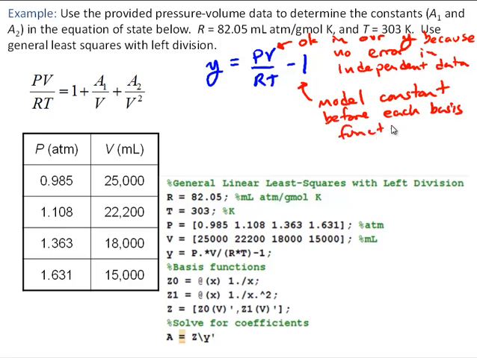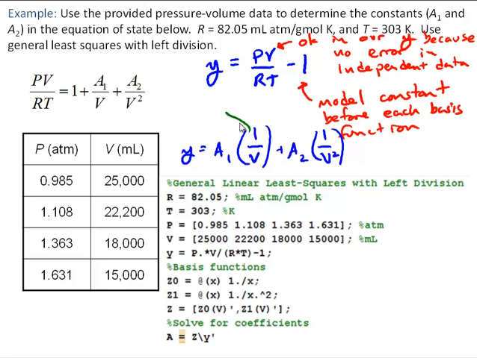Once we do that, we can rewrite this as y is equal to a1 times 1 over v, and that'll be our first basis function, plus a2 times 1 over v squared, and that'll be our second basis function. So this will be z0, and this will be z1. And that's what we see here.